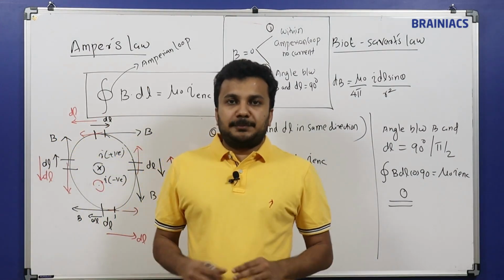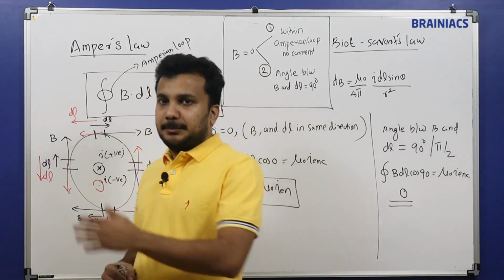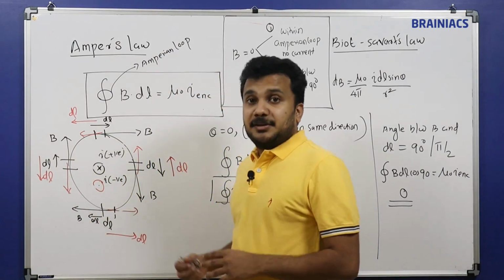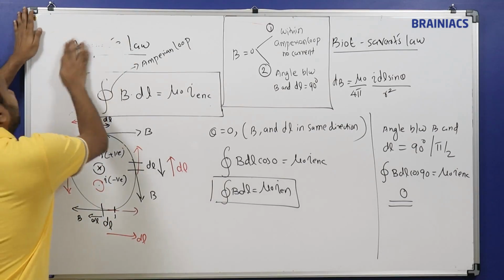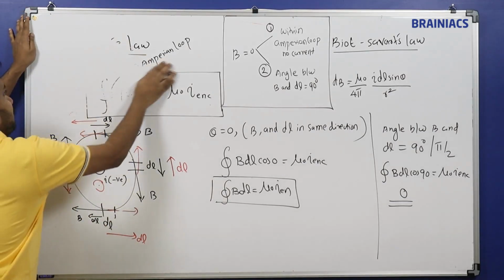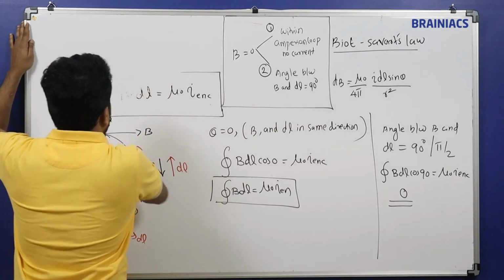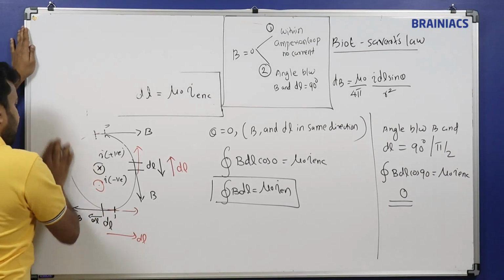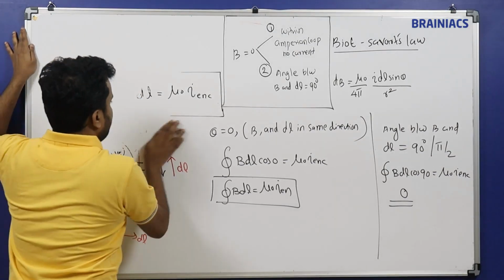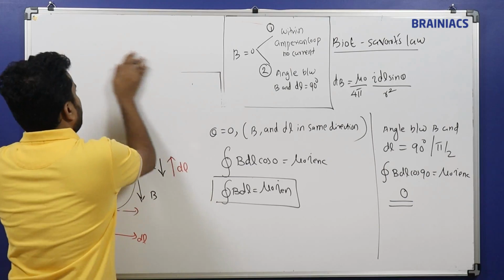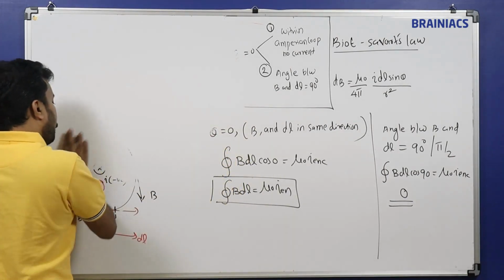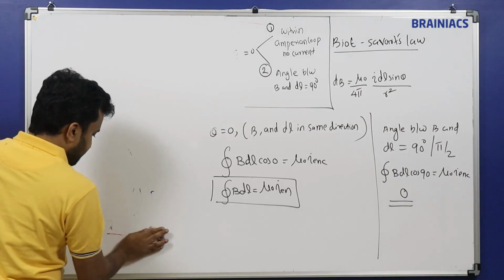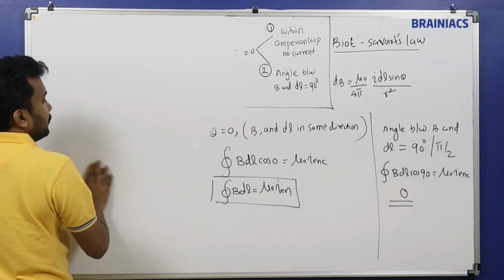So let's move to the next topic, I mean the application of this Ampere's law. Okay, so first I have to clear the board. So hope you understood what is Ampere's law. Closed integral B dot dl will be equal to mu 0 times current enclosed. Okay, that closed path is called what? Amperian loop. Okay, same thing we have learned in electrostatics.